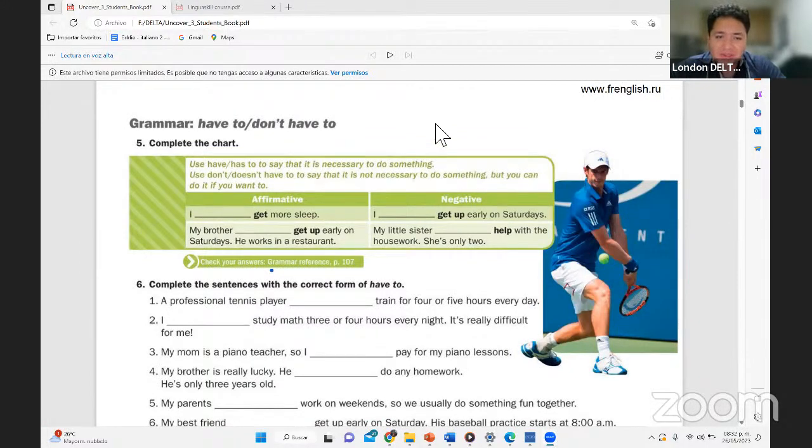Very well. Entonces, utilizamos I have to. Okay, tell me, do you have to bring, or let's say you have to take your pets with you? Esa es una pregunta quizá muy personal. Algunos dirán que sí, algunos dirán que no. Do you have to take your pets with you? Your dog, your cat?